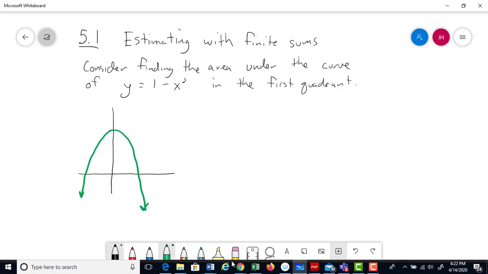Now, the question comes to what's the area of the curve in the first quadrant? So I don't need the entire function. The only part I really need is just the part that's in the first quadrant. So I'm going to erase that part of it, and I don't need this part right here. I'm looking for just this part that's in the first quadrant. So I'm really only looking at this curve. So this is your y is equal to 1 minus x squared.